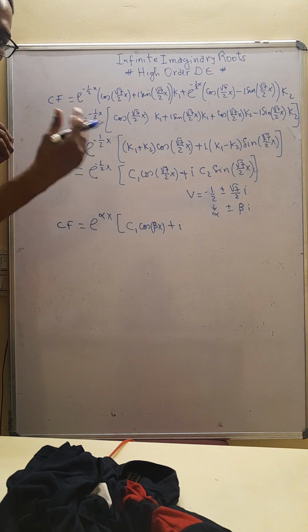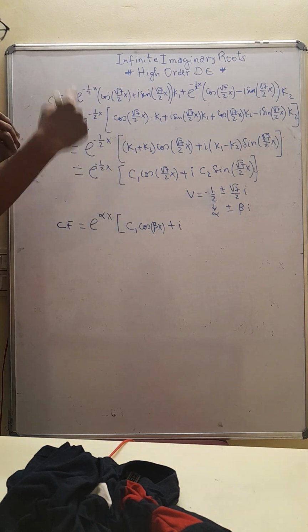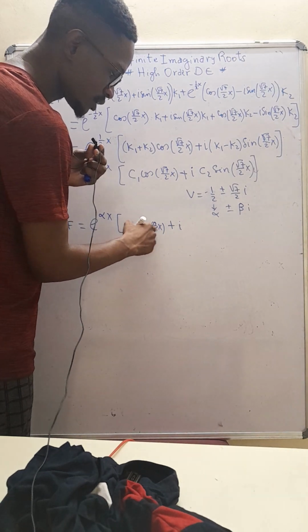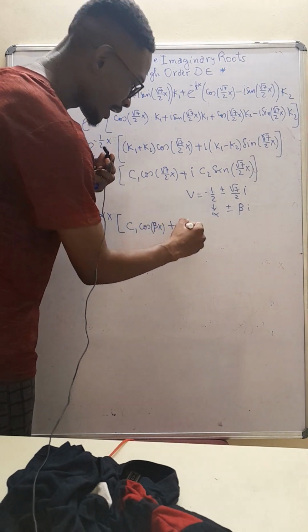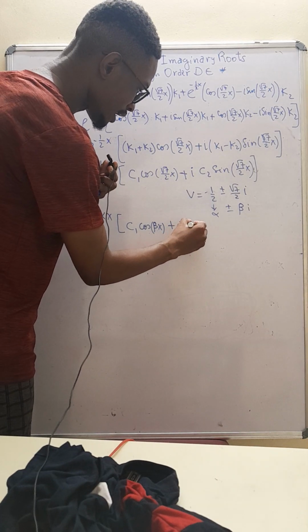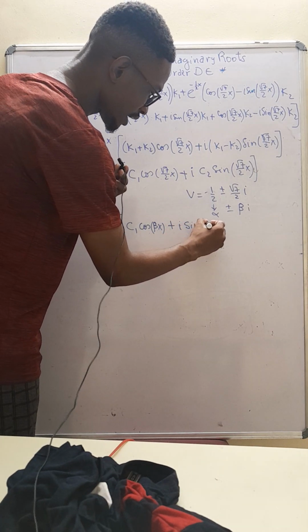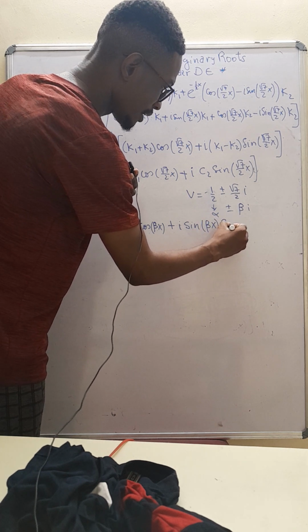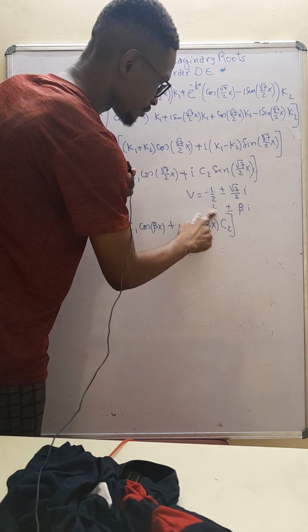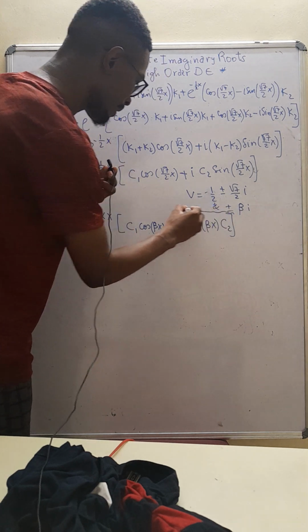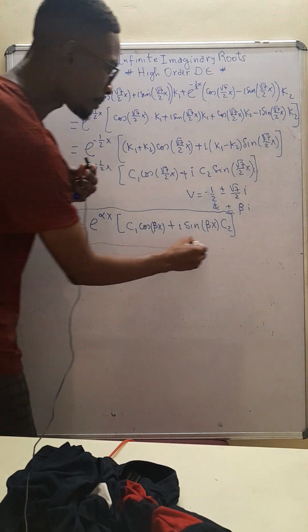Now if we have infinite pairs, we just have to repeat again and again. So C1 cos beta x plus I sin beta times x multiplied by C2. This is for one pair.